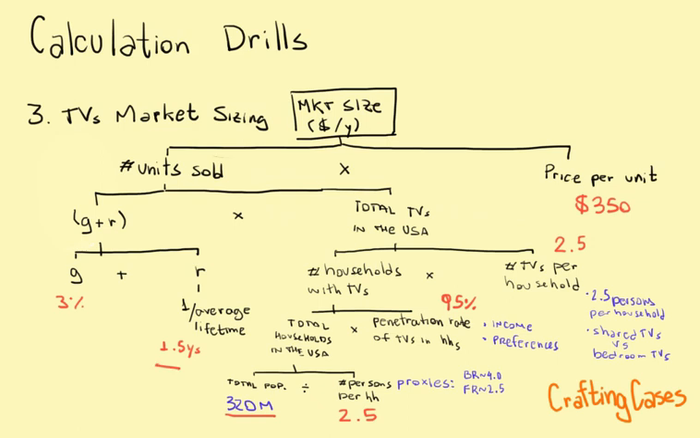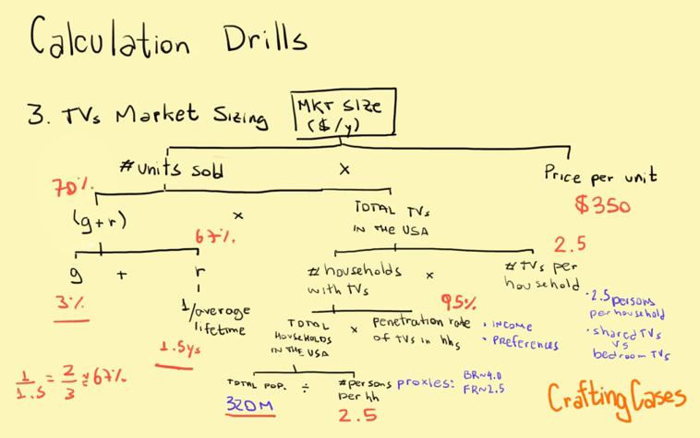So here let's start with, well, 3% here already, 1.5, 1 over 1.5. We've seen this before. 1 over 1.5 is 2/3, which is roughly 67%. And so here we have 70%.